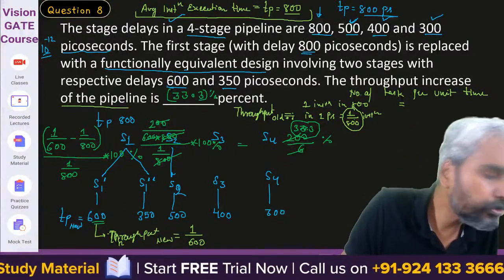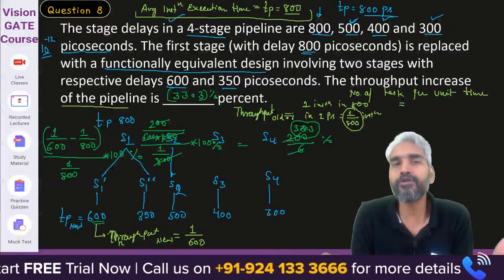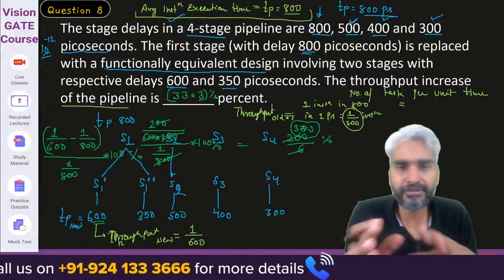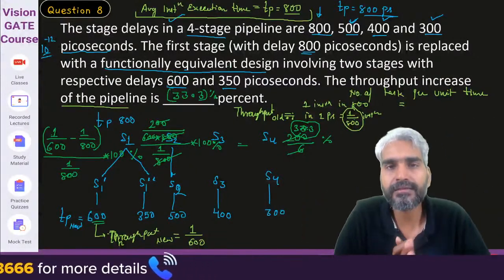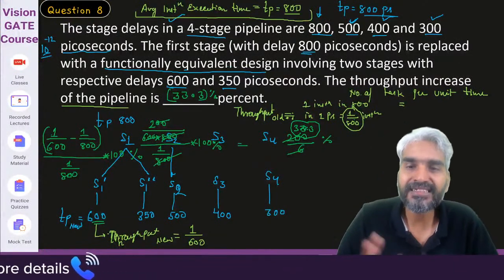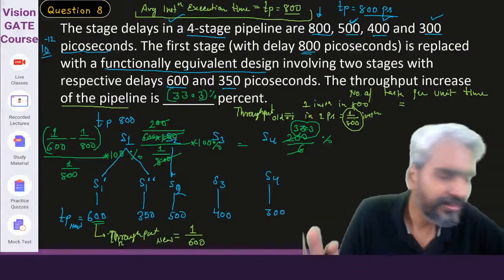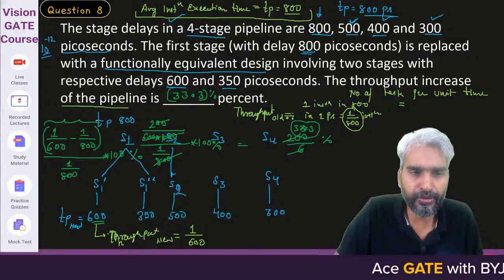It is with respect to throughput. The question did not ask in terms of the change in cycle time, but it asked in terms of throughput. I hope it is clear to everybody. Do I need to explain further that this is nothing but the change in throughput?